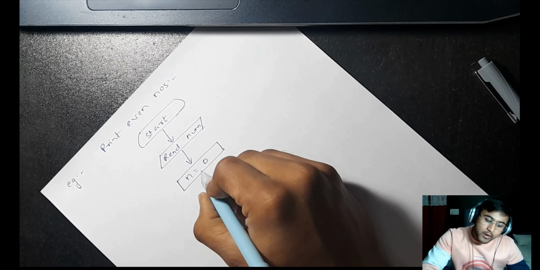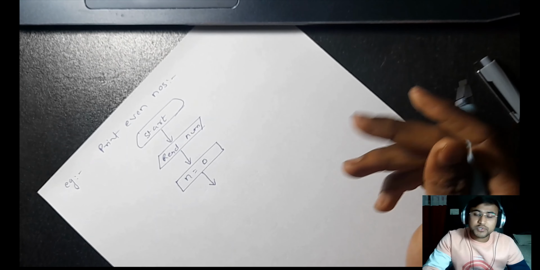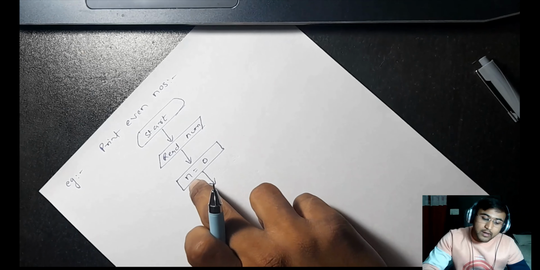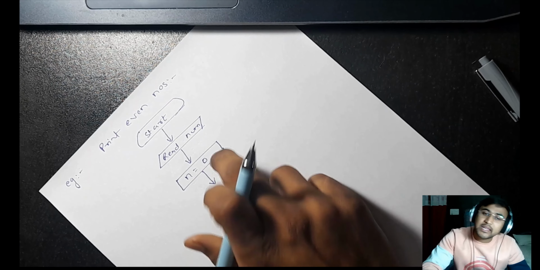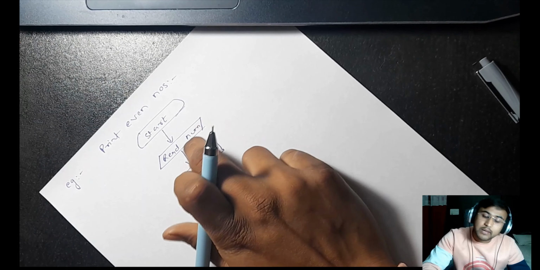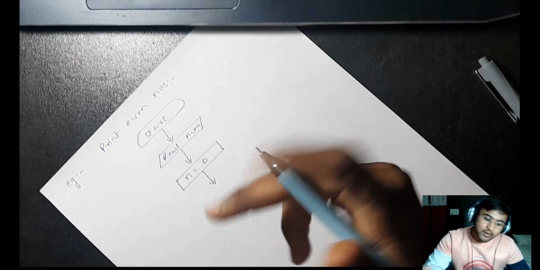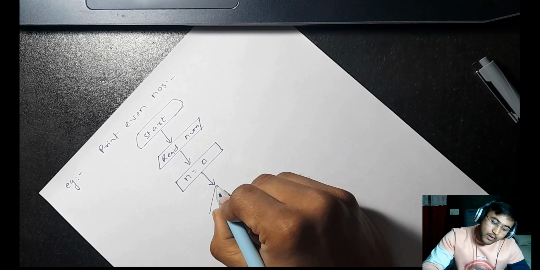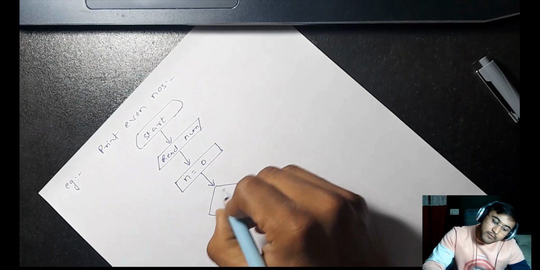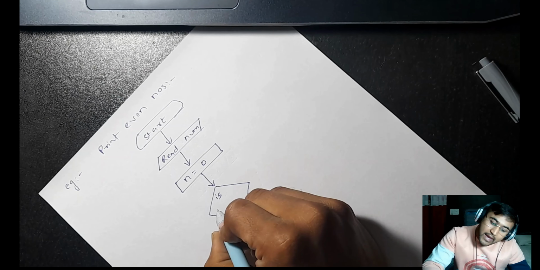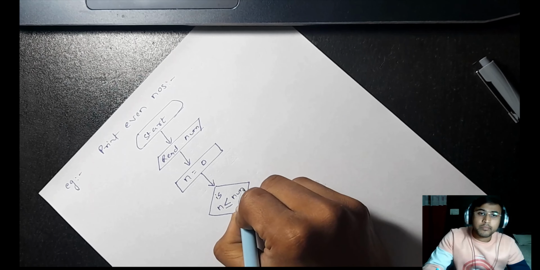So now we need to check the condition. So what condition do we need to check? Is this n value less than num, the number which is entered by the user? For checking the condition, we use this rhombus. So here we will check whether n is less than or equal to num.